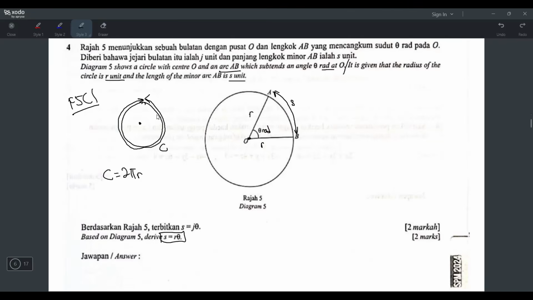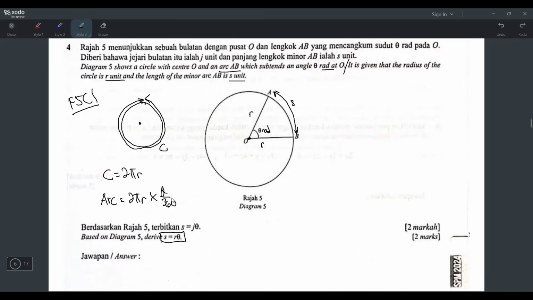But if you want the length of arc, it will be 2 pi r also, but you have to multiply with theta over 360. This is what you learned in Form 2. 2 pi r times theta over 360. Because the arc is only part of the circle, like here. So you take 2 pi r, which is the whole circle, but you multiply with theta over 360, depending on the angle. And the theta has to be in degree.